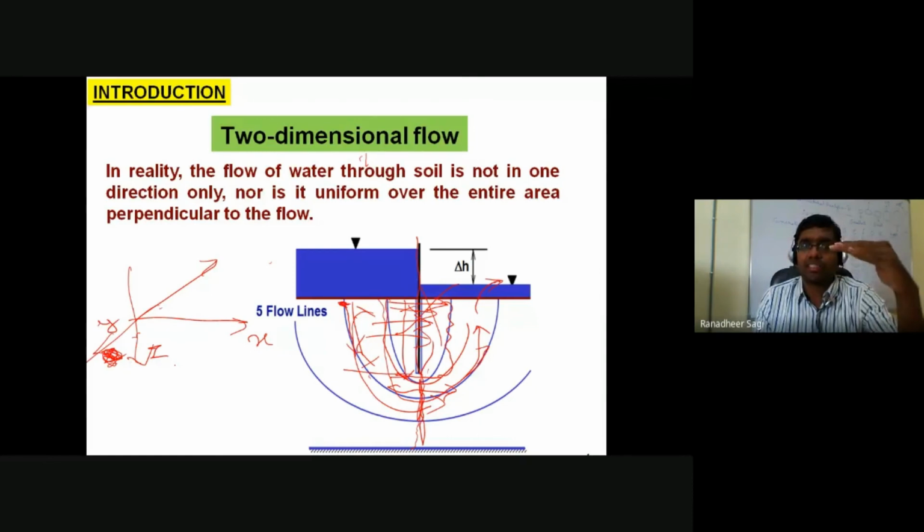Why do you specifically say the water particle will flow only in two directions? Why is the water particle not traveling in the third direction? Because a water particle is free to move in any direction, why is the flow not happening in the third direction?